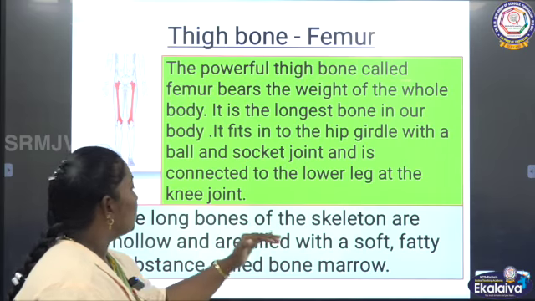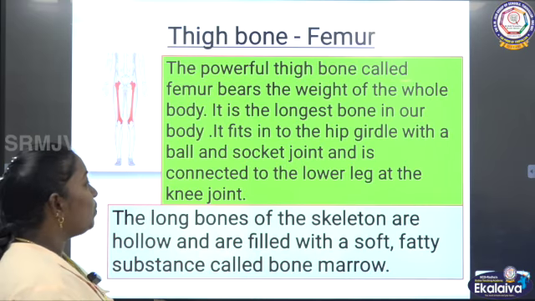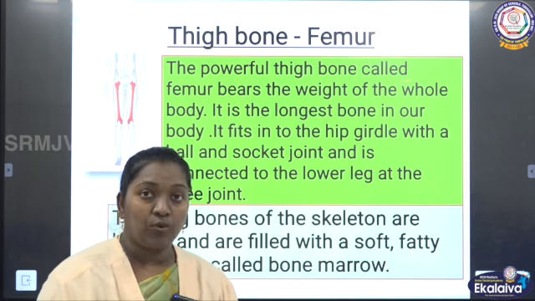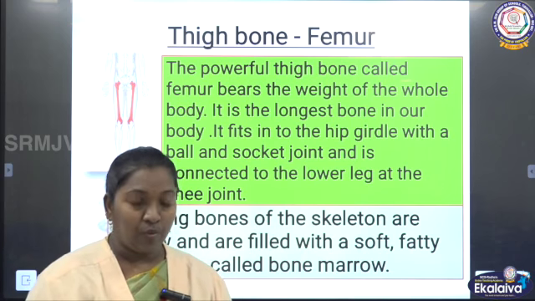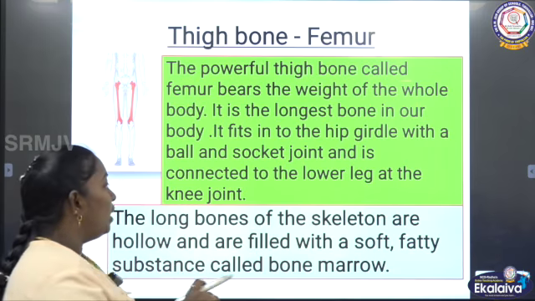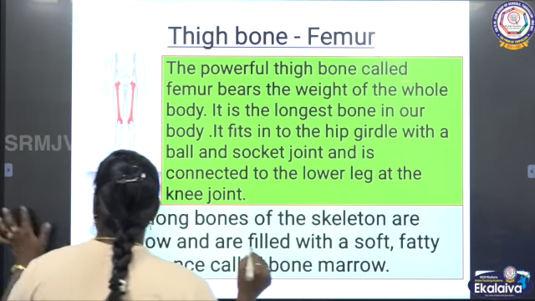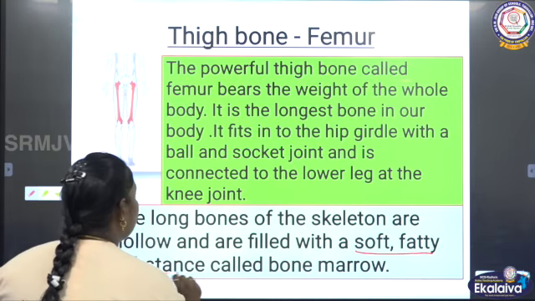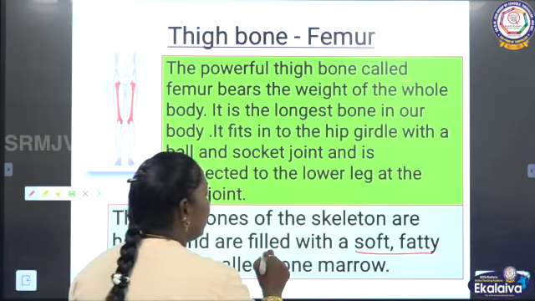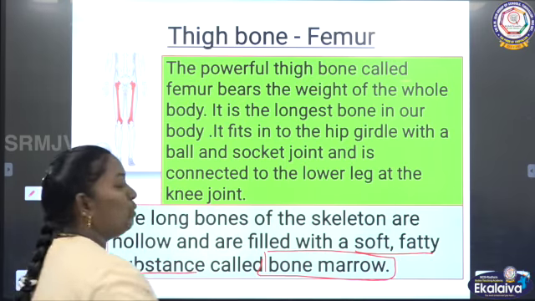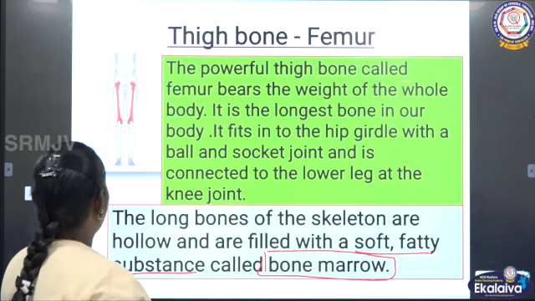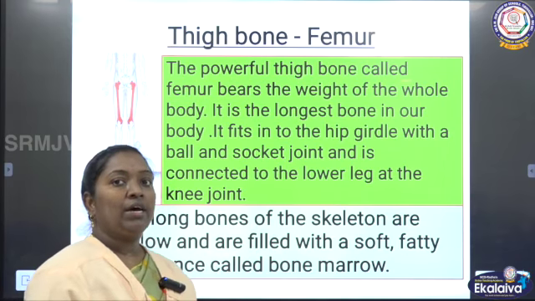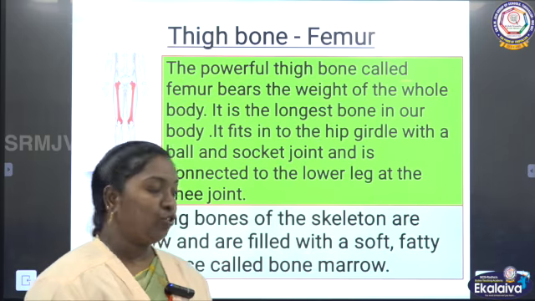The long bones of the skeleton are hollow and are filled with a soft substance. In general, we know the bones are hollow, especially the long bones. The longest bone in our body is our thigh bone, and it is hollow. Inside it, a soft, fatty substance has been filled in the bone. That fatty substance is called bone marrow, which enables the bone to work properly. Without it, we will feel pain. If it reduces, we are able to feel pain in our knees and joints.